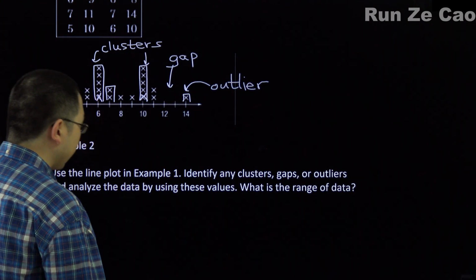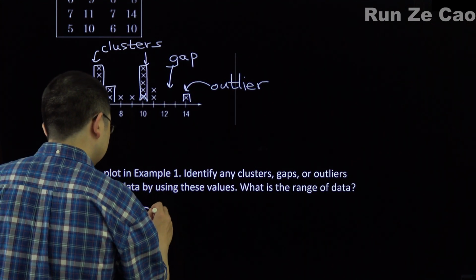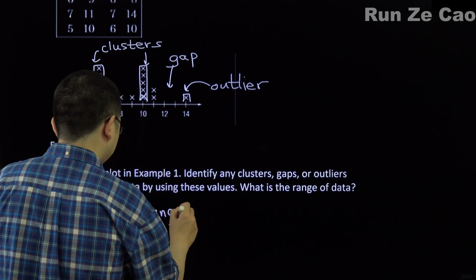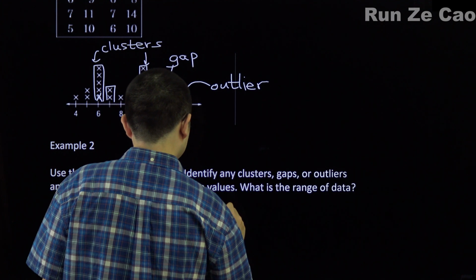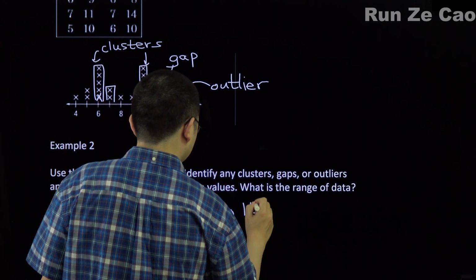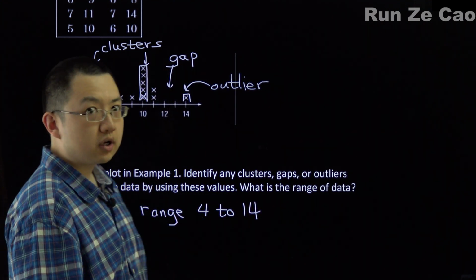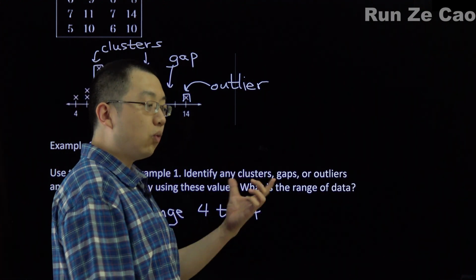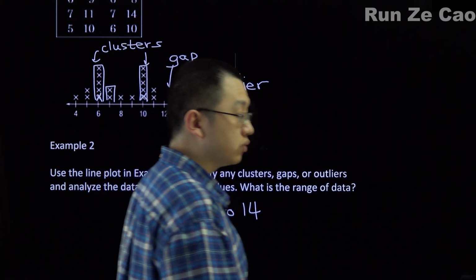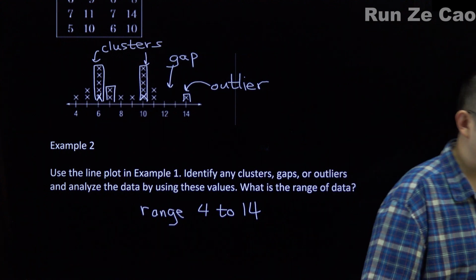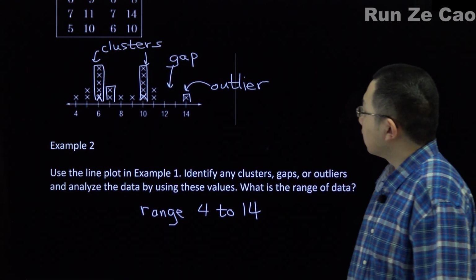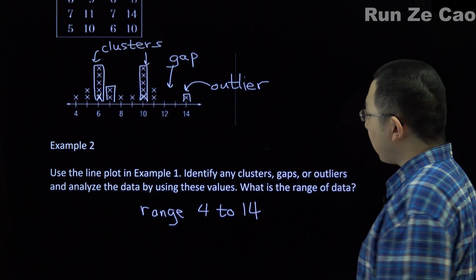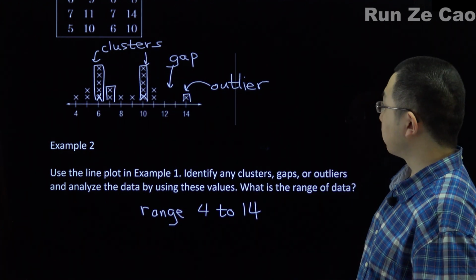What is the range of data? The range is from the lowest value to the highest value, 4 to 14. Or if you want a numerical measure of how broad is the range, the width of the range would be the largest data point minus the smallest. In other words, the range would be 10 if you wanted that version of range.